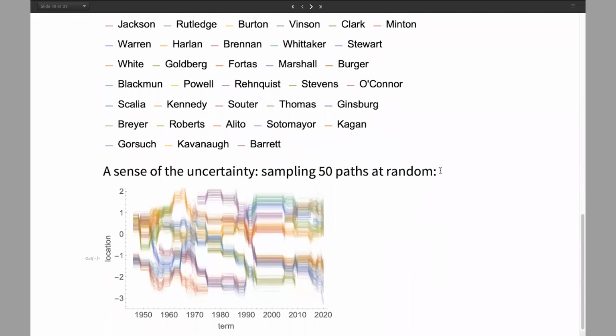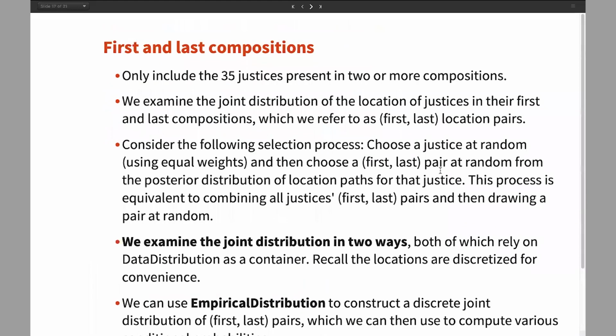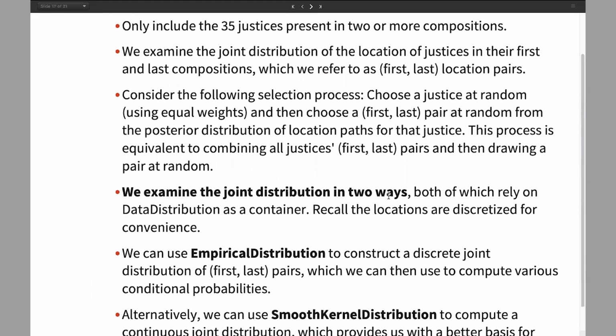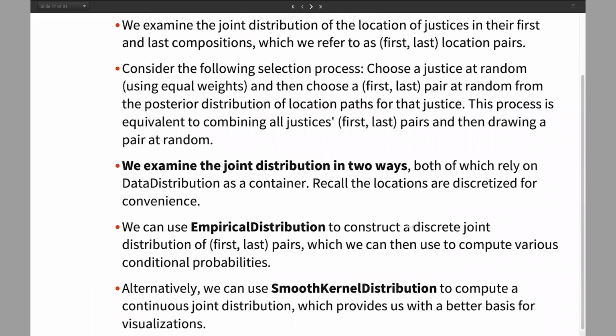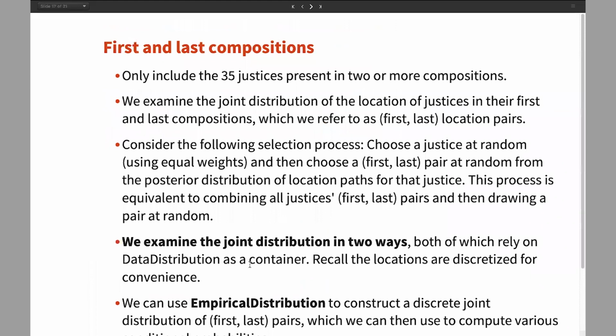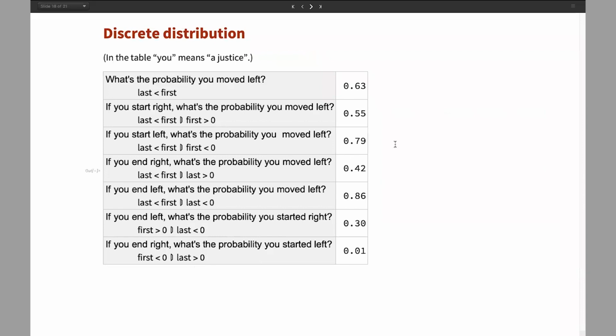All right, here's just a sense for uncertainty. I'm not going to go to a large extent into this, but you can just take a bunch of draws and ask, what do they look like? Are they really separate from each other? Are they really going up? Are they really going down? That kind of thing. All right, and now we're going to look at first and last compositions and get at what the title of this thing is about, which is to give some sense for the probability that justices are moving left or moving right. What I say here is we're going to look at the joint distribution two ways. One is a discrete way, one is a continuous way, and we'll just go straight to the numbers.